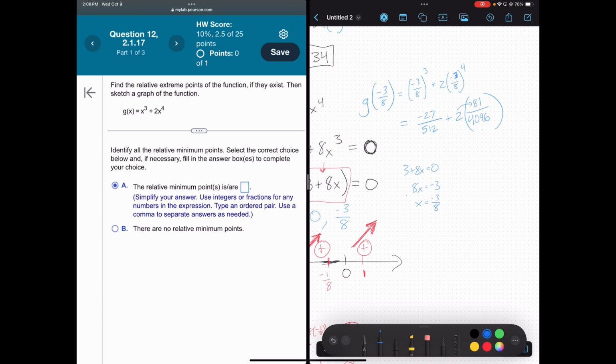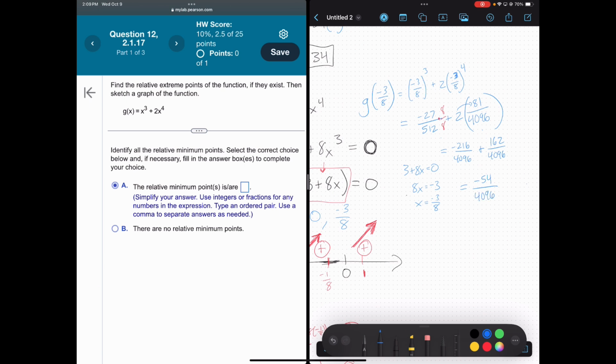So the reason why your common denominator ends up being 4096 is because this is just 8 to the fourth. This is 8 to the third. So the only thing I'm missing is one more 8. So to get my common denominator, I can just multiply this by 8 over 8. And I'm left with negative 27 times 8, negative 216 over 4096, plus 2 times 81 is 162 over 4096. And once you have the common denominator, that's really not too bad, because that's just negative 216 plus 162, and you end up with negative 54 over 4096.